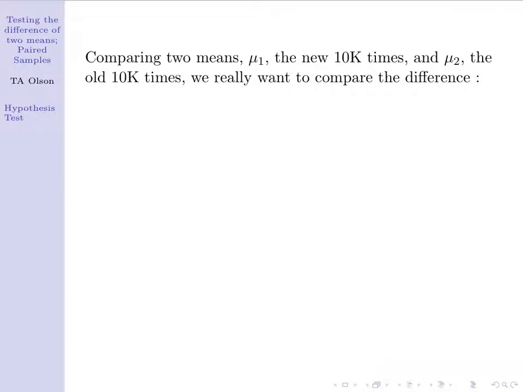All right, in comparing our two means, mu1 is going to be our new 10K times. Mu2 is going to be the old 10K times. All right, we really want to compare the differences. So mu d, the difference of the means, is going to be mu1 minus mu2. This is going to echo the calculation that I just made.